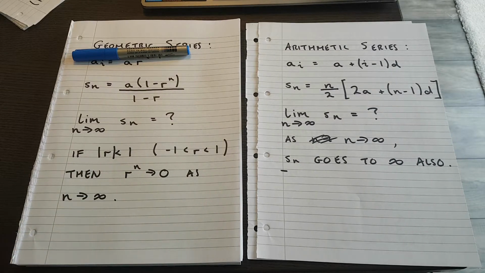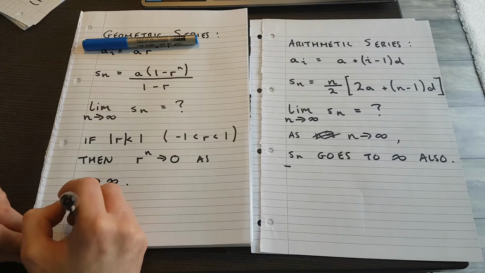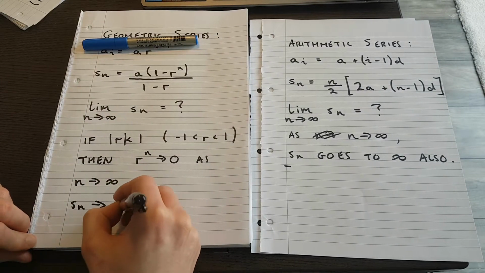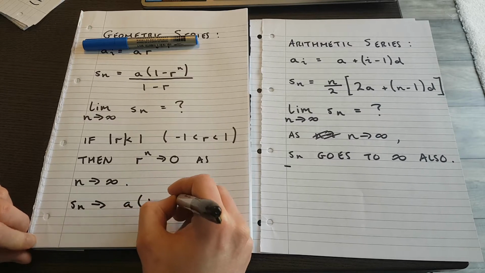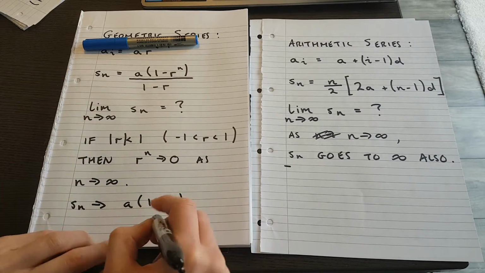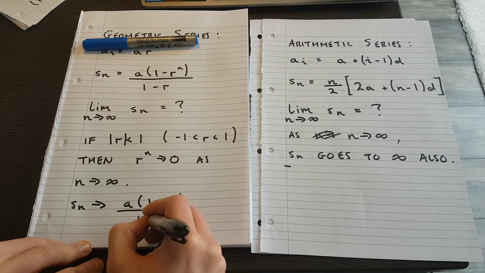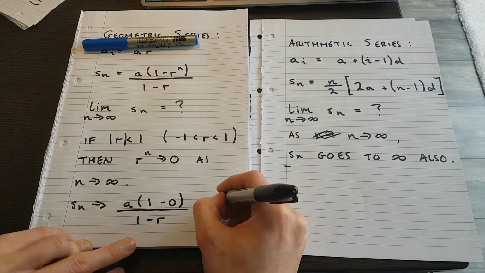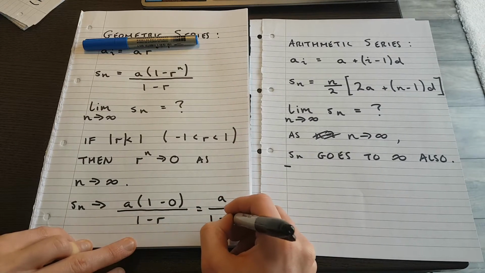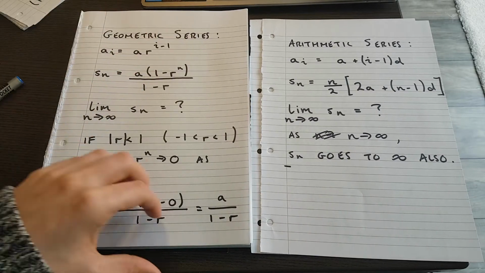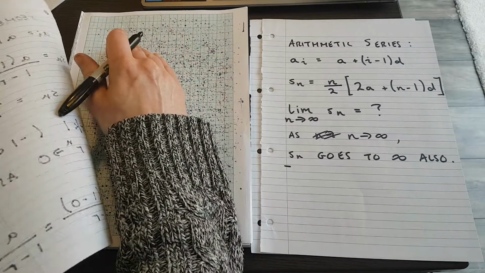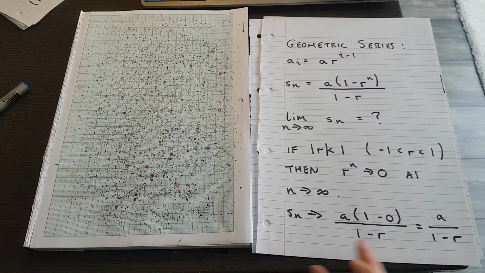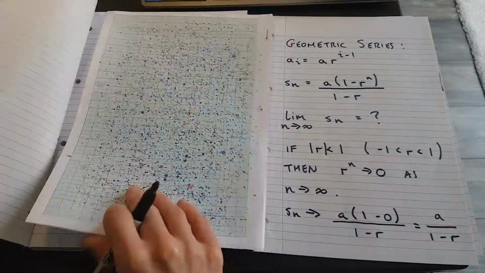Okay? And what happens then is that S_n is going to go to, well, I'm going to have a 1 minus r^n, and r^n is going to go to 0, and I still have 1 minus r on the bottom. And that would give me a over 1 minus r, like that. So as n goes to infinity, I approach a particular value, and the particular value I approach is this value here.